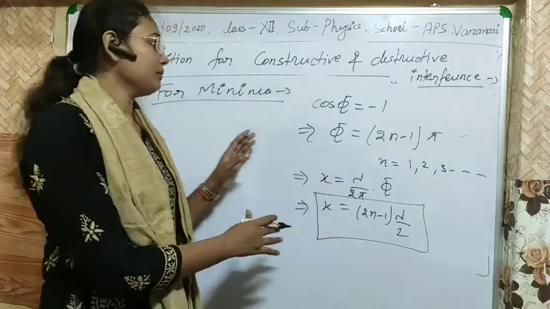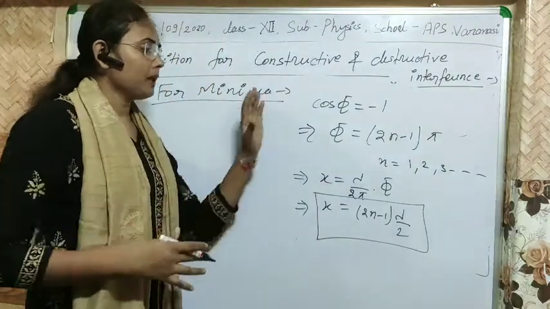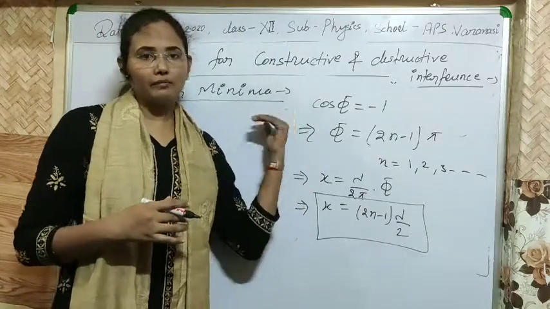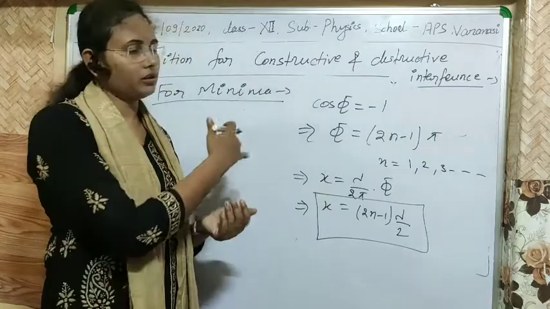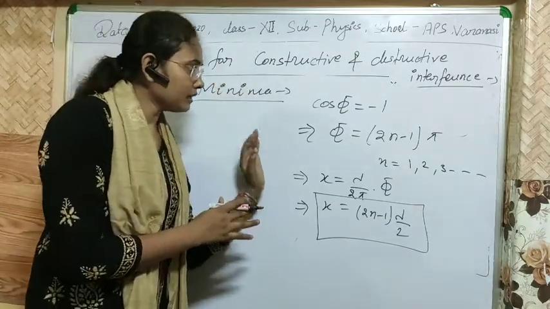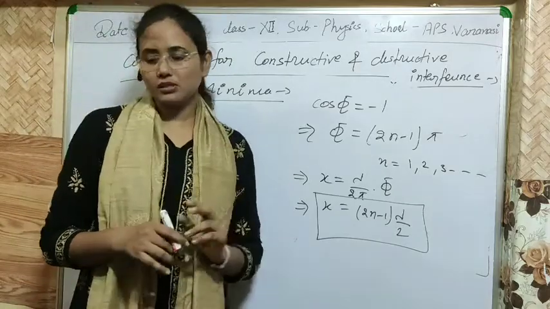So this is the condition for getting maxima and minima, and we will get a maximum and minimum intensity distribution finally, as I have told you earlier. So this is the condition of maximum intensity, minimum intensity.